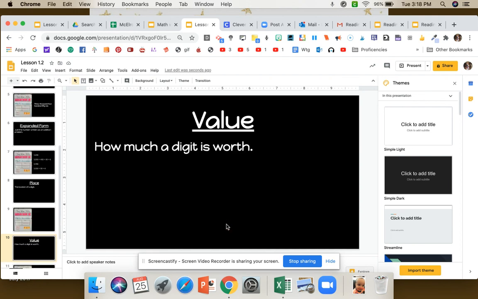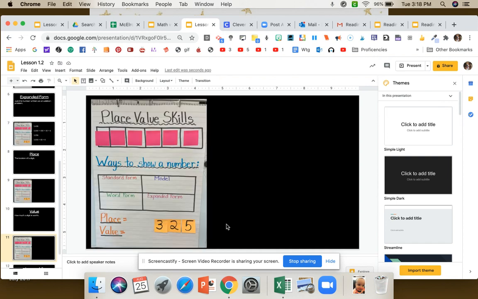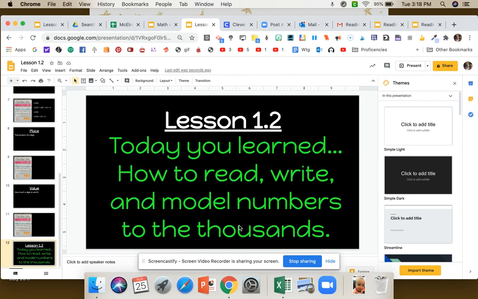The value is how much a digit is worth. So the 3 is worth 300, the 2 is worth 20, and the 5 is worth 5. All right, guys, today you learned how to read, write, and model numbers to the thousands.